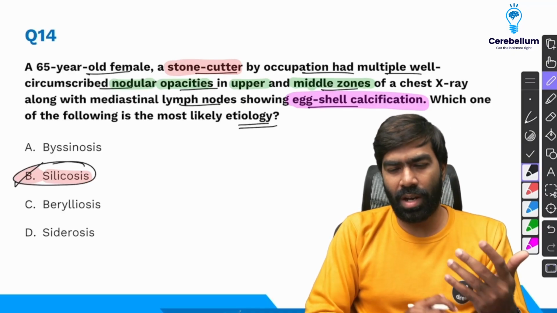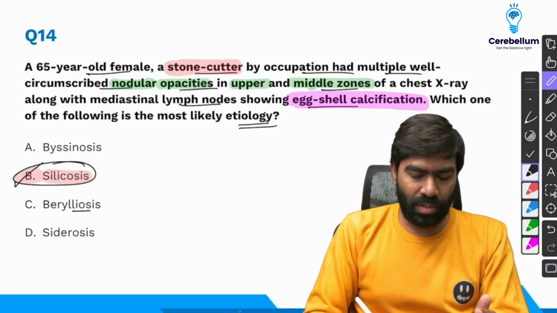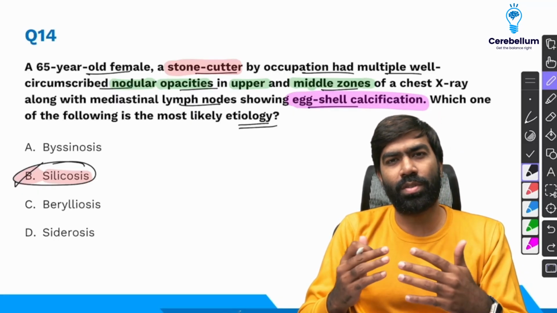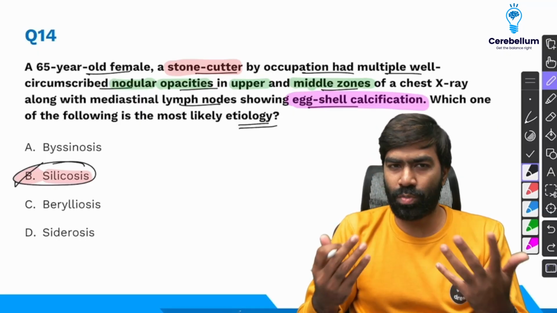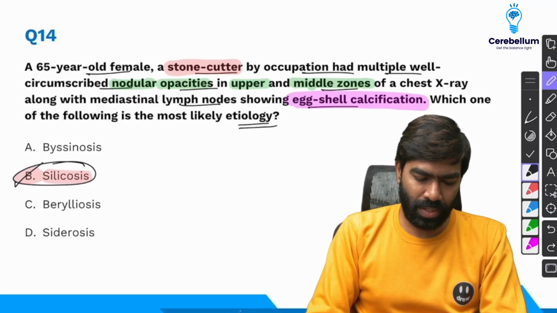Byssinosis is something that occurs in a person who is working in the cotton industry. And berylliosis is something that occurs in a person who is working in either the nuclear or aerospace industry. And siderosis is a completely different condition we are not going to discuss right now.